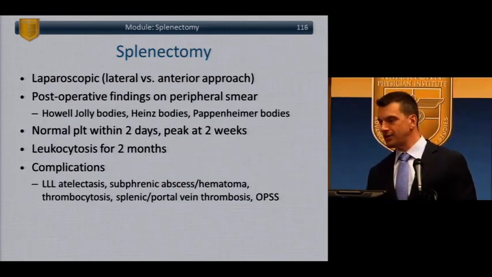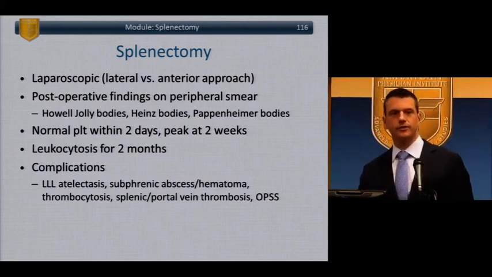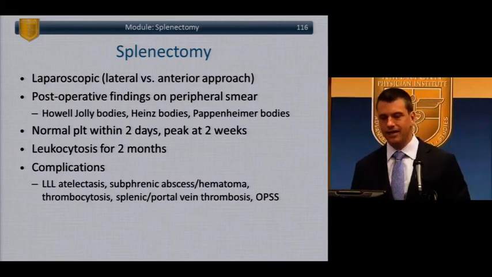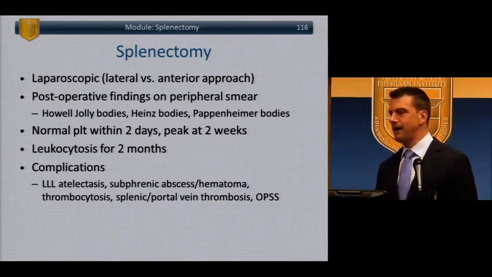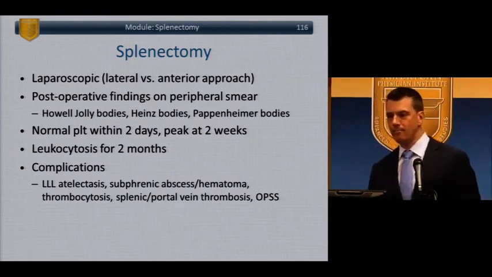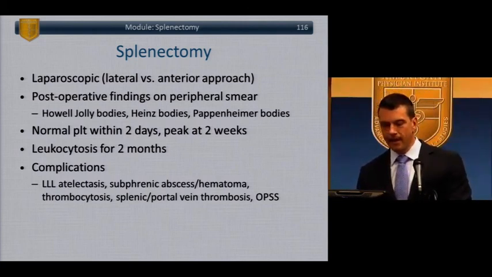So for the actual performance, laparoscopic for a lot of these myeloproliferative disorders or these planned splenectomies is possible through either a lateral or anterior approach. Post-operatively, you'll see Howell-Jolly bodies, Heinz bodies, Pappenheimer bodies. These are all sort of the cellular debris such as DNA and iron and other things that the spleen used to clear up and now will remain part of the cells, remain in the smear.